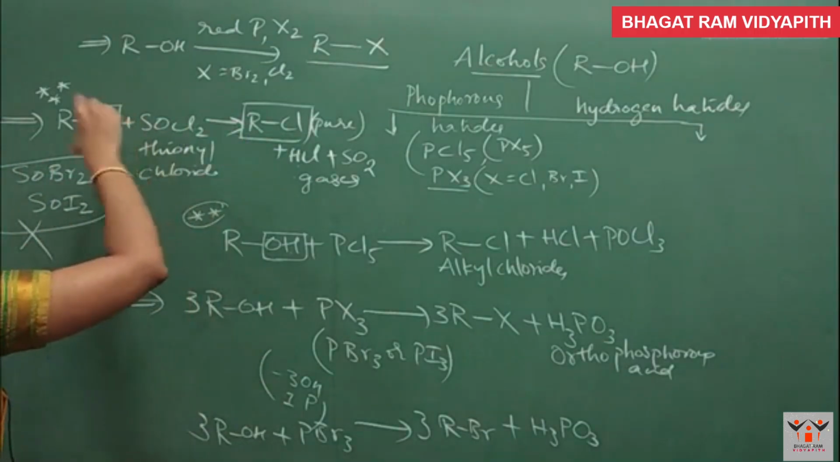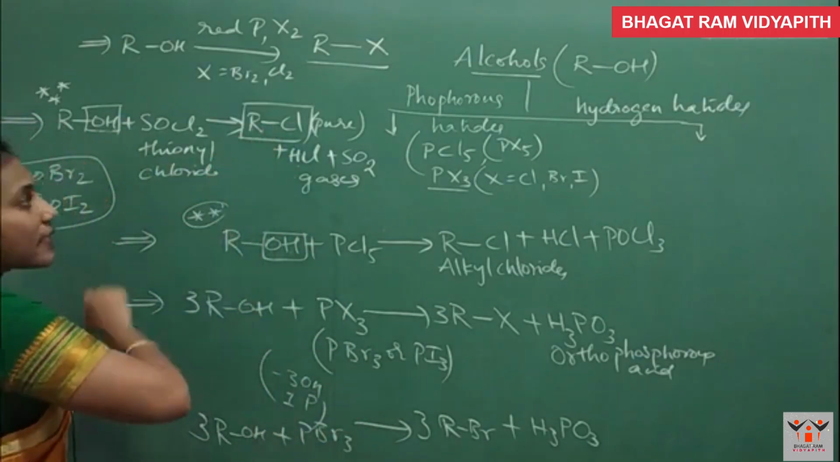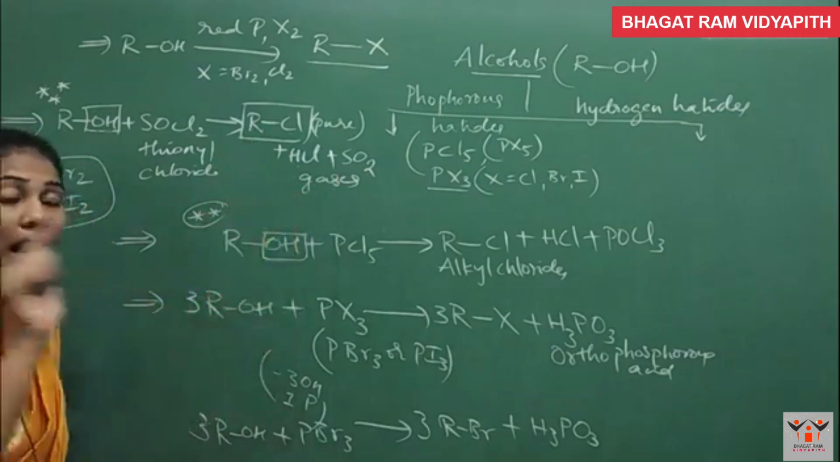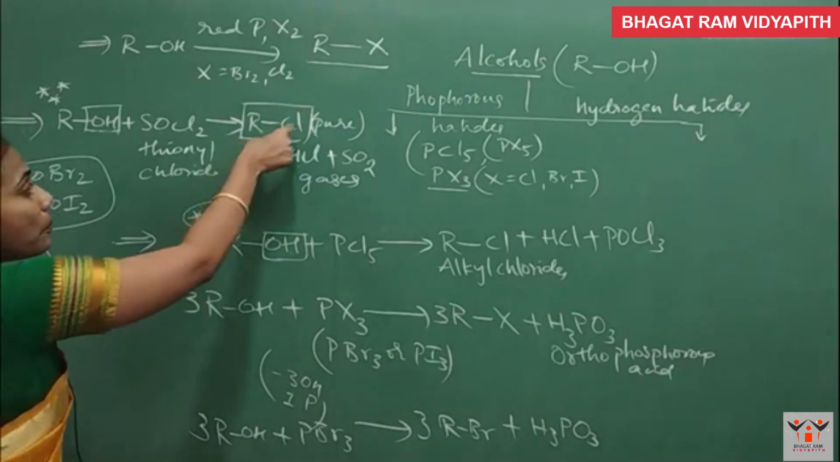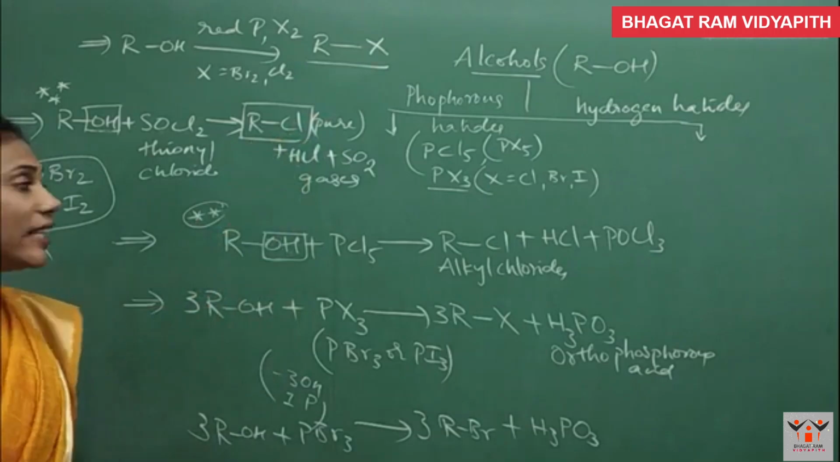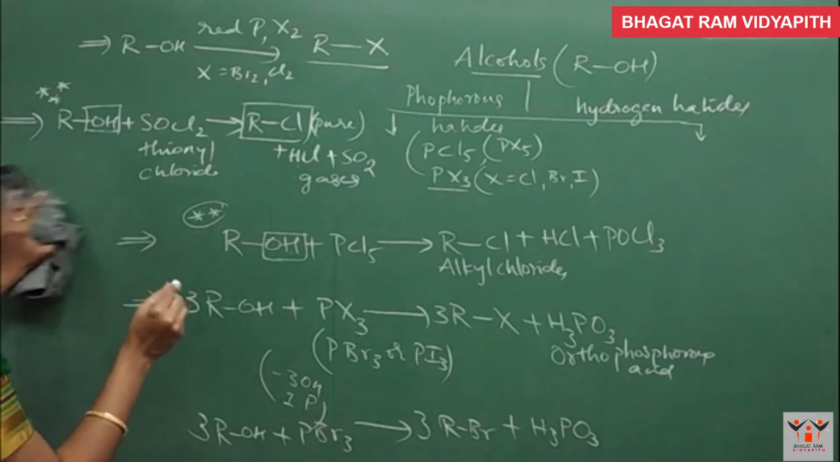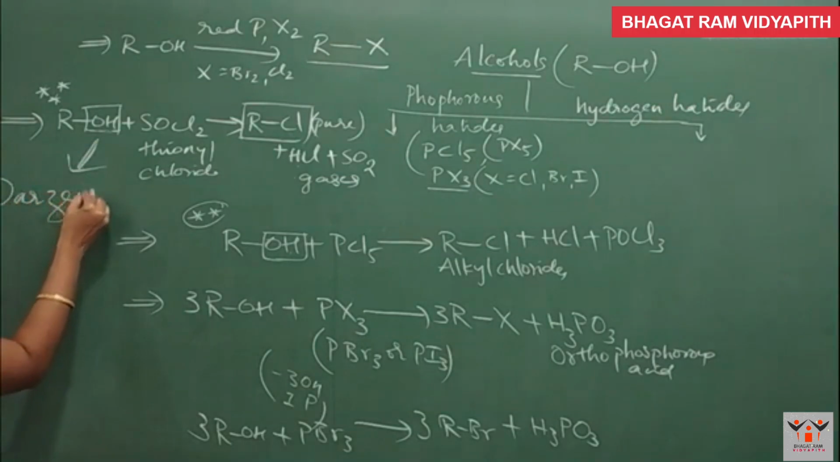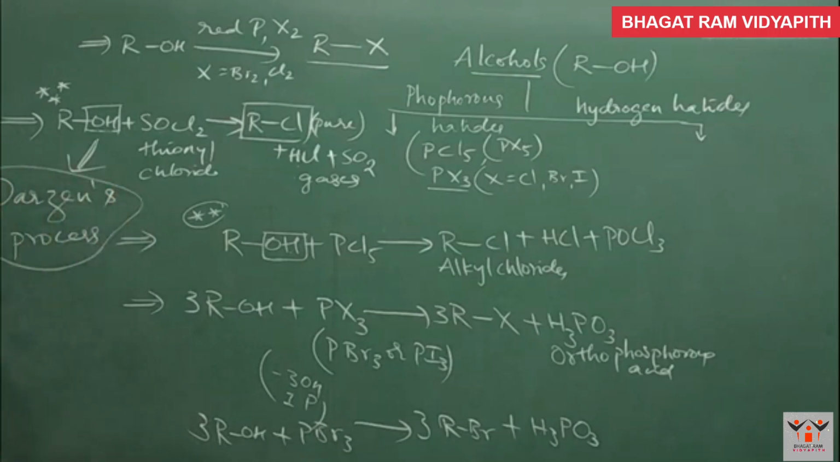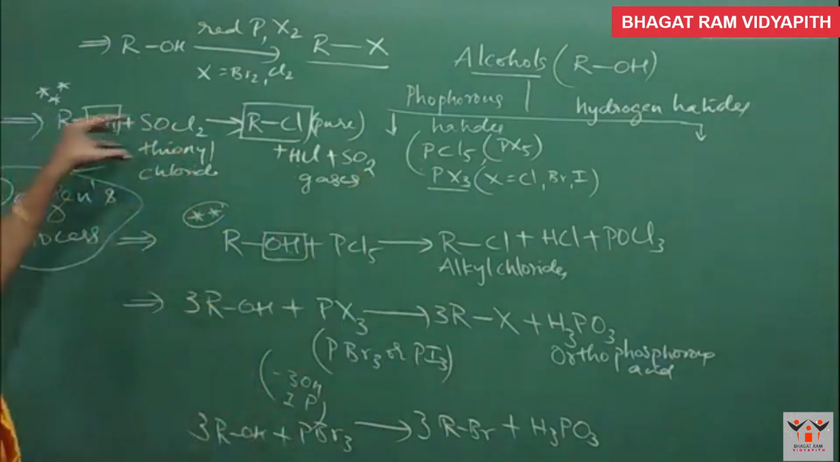Okay, so why this reaction is the most preferable reaction to prepare alkyl chlorides is that the byproducts you get here are gases. They can escape into the atmosphere. So the only thing remaining is your pure alkyl chloride. Okay, so this is very important, and this reaction has a special name, which we will call Darzens' process. So this is all about alcohols reacting with phosphorus halide and thionyl chloride.